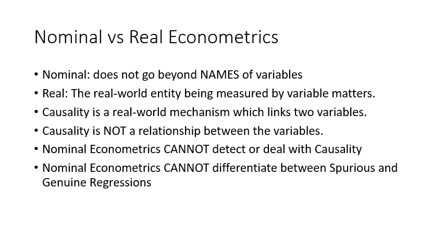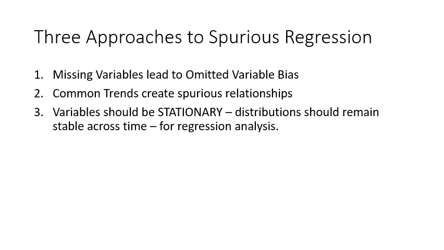Now we are going to discuss three of these approaches in this lecture. So there are three basic approaches to understanding why the second regression tells us that South African GDP is a very strong determinant of Singaporean consumption. One of these approaches says that the problem arises because of missing variables in the regression, and so this is called the omitted variable bias.